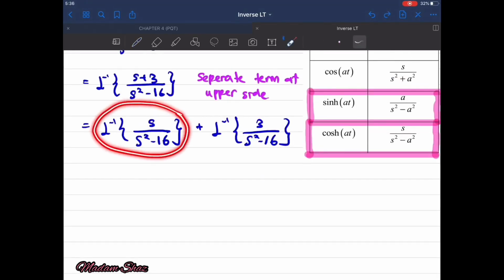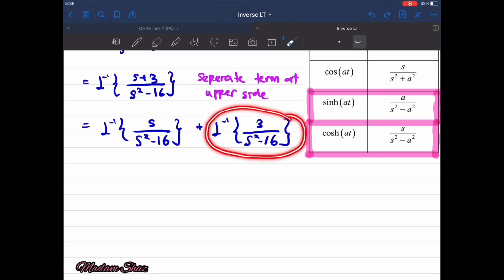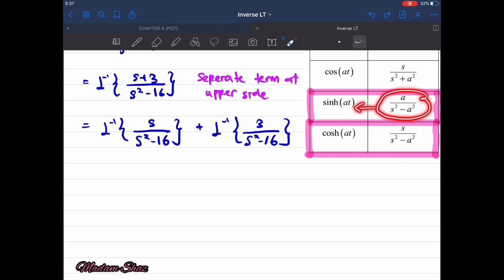After we have separated the upper side, now you have to refer to the table of the Laplace transform, for which one is suitable for the Laplace inverse of s at the upper side divided by s square minus a square at the bottom side. For this one, the suitable one is hyperbolic cos of at. For the second one, Laplace inverse of 3 over s square minus 16, we have a at the upper side. So the suitable one is a over s square minus a square, which will become hyperbolic sine of at.